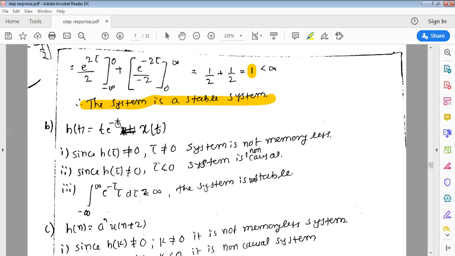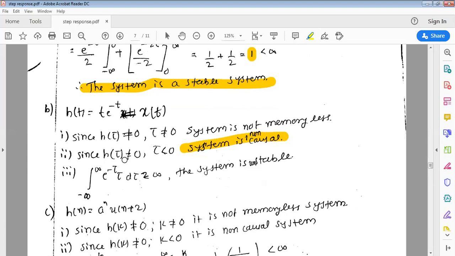Now, when t is less than 0, you have a certain value, that is minus 1 into e power 1 into x of minus 1, and so on and so forth. If you give any value, you have a certain non-zero value. Therefore, the system is non-causal. So any system which has a finite value when tau is less than 0, you call the system non-causal. Now, let us go to integration.